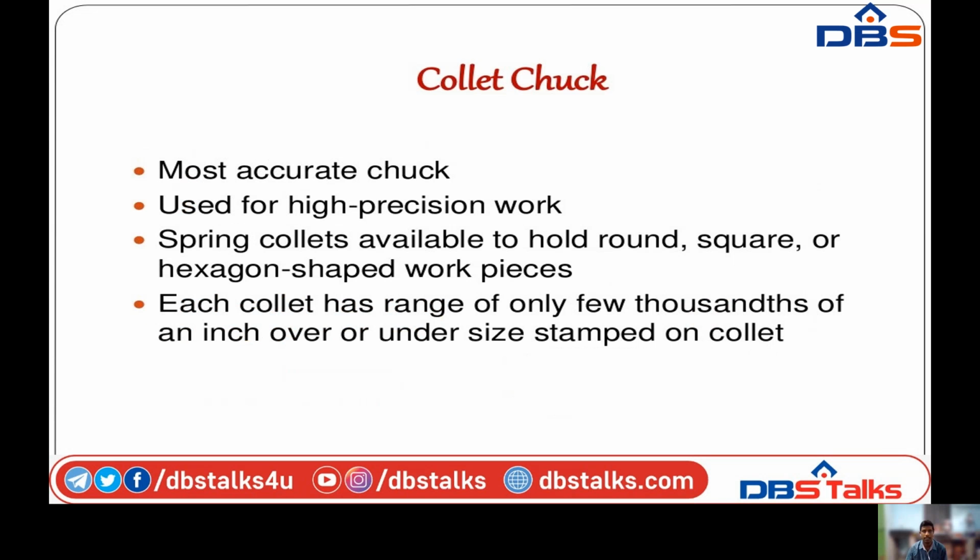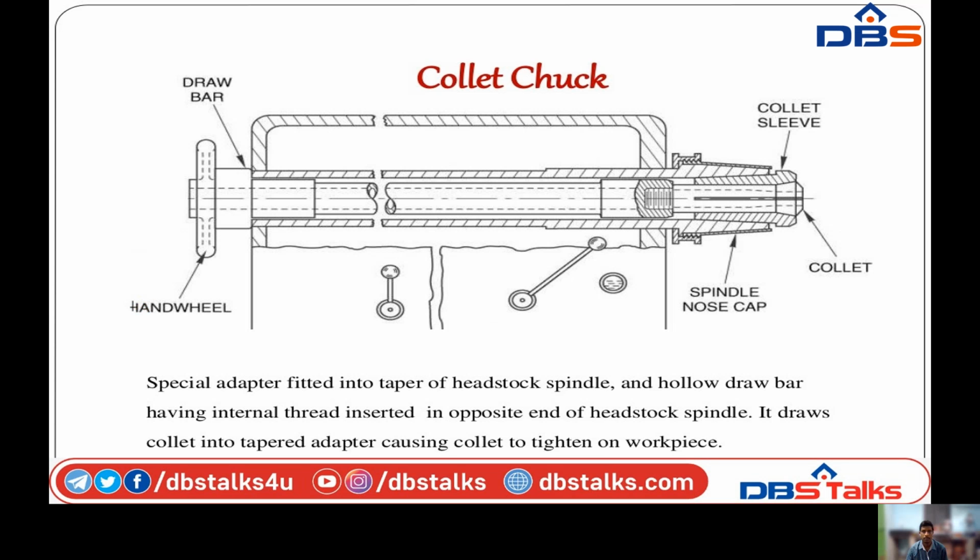Next, the collet chuck. The collet chuck is used for small jobs and is the most accurate chuck. It is used for high precision work. High precision means without changing dimensions like length, breadth, width, etc. Spring collets are available to hold round, square or hexagon shaped workpieces. This one is the figure for the collet chuck.